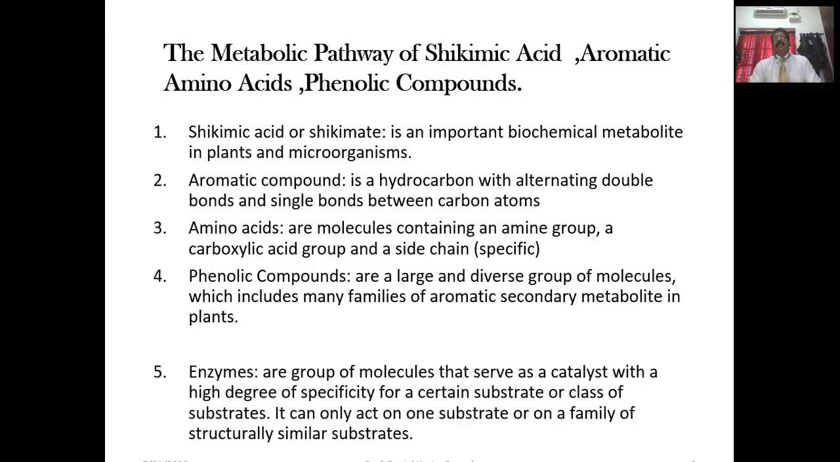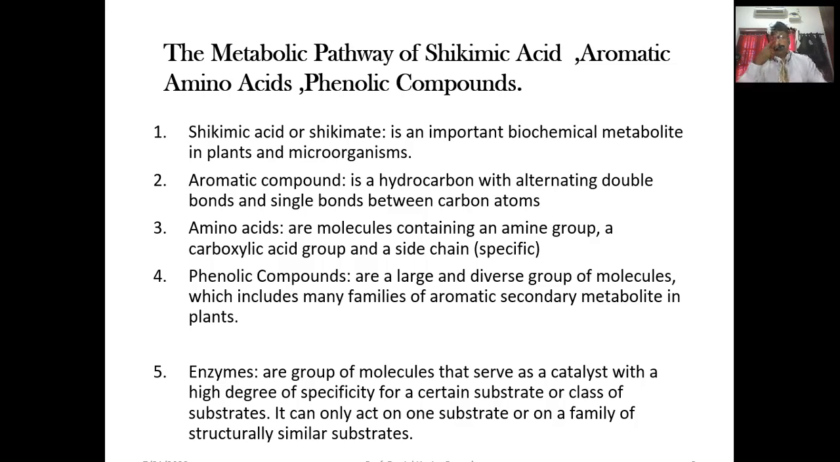So here you see the metabolic pathways of Shikimic acid, aromatic amino acids and phenolic compounds, which we are going to discuss according to the syllabus. Shikimic acid or Shikimate is an important biochemical metabolite in plants and microorganisms. An aromatic compound is a hydrocarbon with alternating double bonds and single bonds between carbon atoms. Amino acids are molecules containing an amine group and a carboxylic acid group, as every student may know. Amino group and an acid group are present in an amino acid. They are also called zwitterions because they have anionic and cationic character in the same molecule.